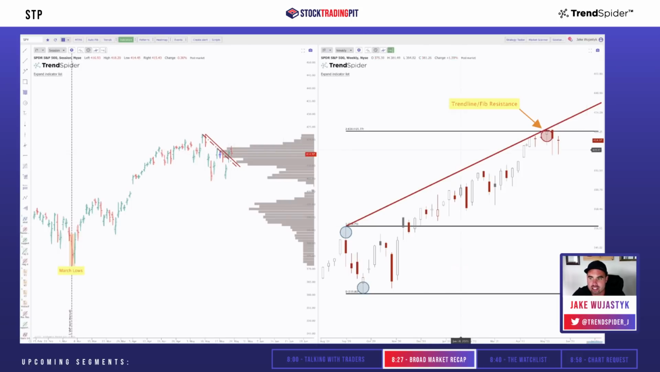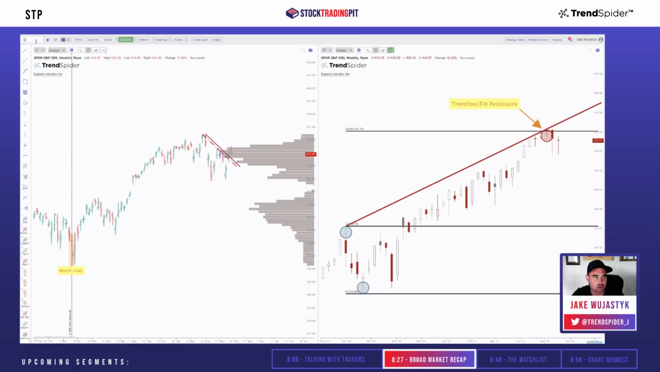Now, on the weekly side of things, we didn't really do much. We closed inside the previous week. The previous week was a huge move down, so the fact that we did close right within this range makes sense, because it was such a big range that we were trying to get through. The good thing is we did not break the previous week's low. So that is something to consider on the bull side of things.